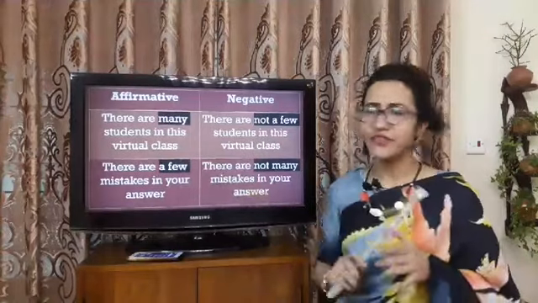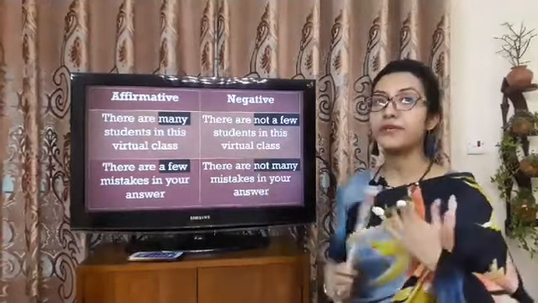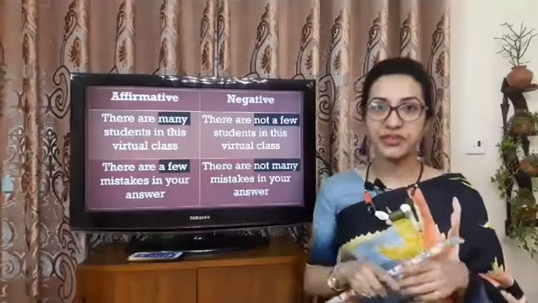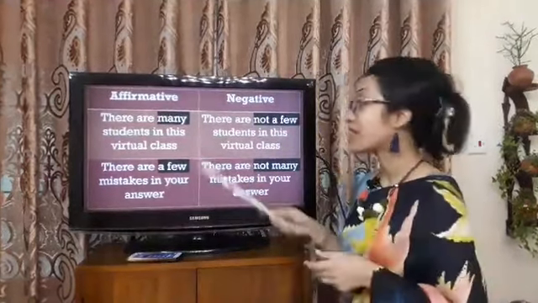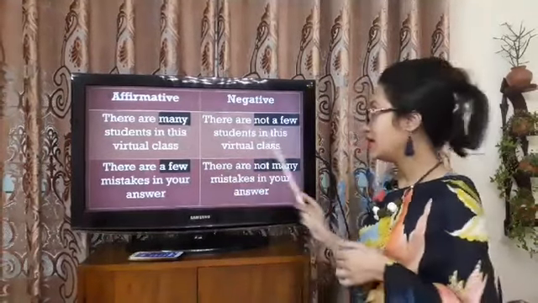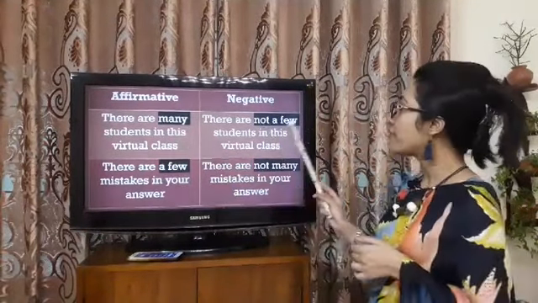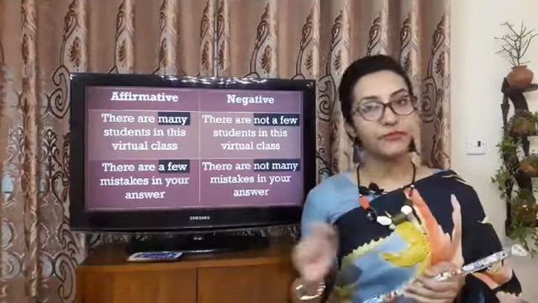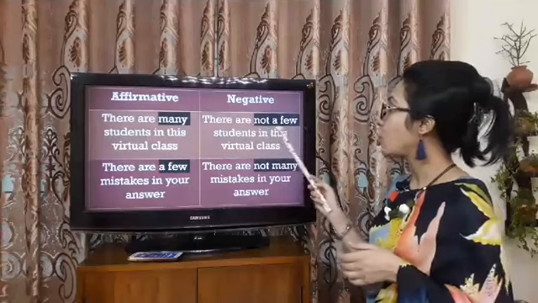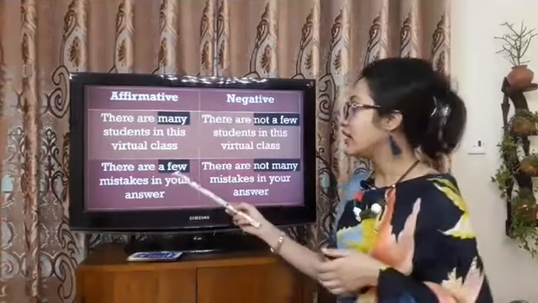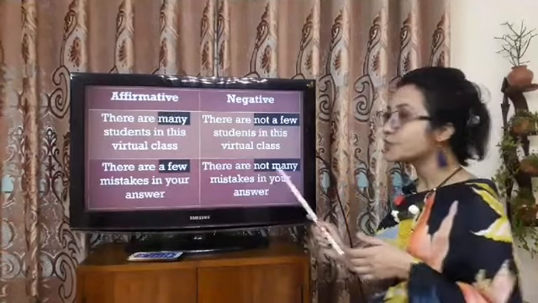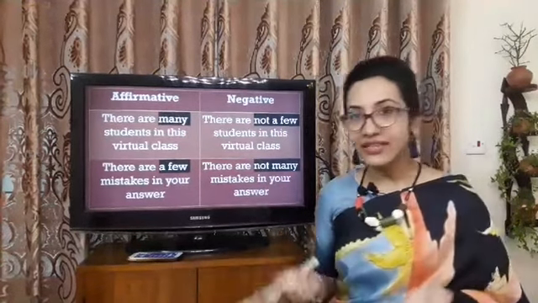It's very simple, and I personally like this rule very much because it's just interchangeable. How? Let's see. So affirmative, if you have many, in negative you are going to write not a few. Not ta keno likhchi, negative korchi bole likhchi. So ami just many er jagah not a few boshiye diyechi. On the other hand, if you have a few in affirmative, we are going to write not many in negative. It's as simple as that.